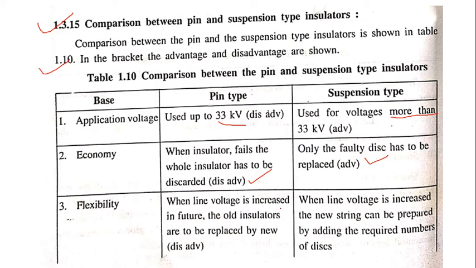Flexibility: when the line voltage is increased in future, the old insulators have to be replaced by new ones, because the dielectric strength of the insulator is fixed. While in the suspension type we can increase the number of discs, and by adding discs we can also increase the dielectric strength of the overall insulator. So flexibility is very good. This is also an advantage of the suspension type insulator.